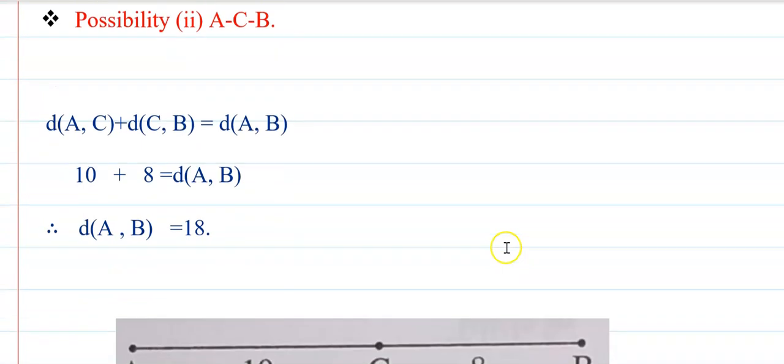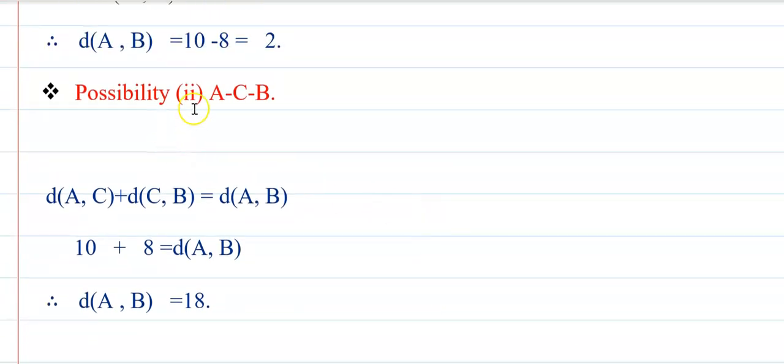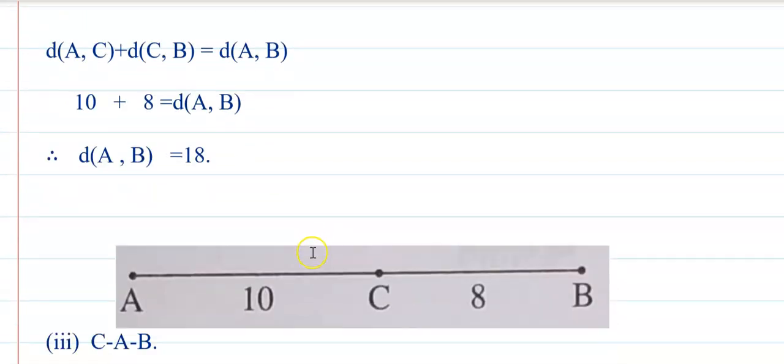Now second possibility. What is the second possibility? That is A-C-B, that is point C is in between A and B. That is the distance AC plus distance CB is equal to distance AB. That is 10 plus 8 is equal to distance AB, and that is equal to 18. This is the second.